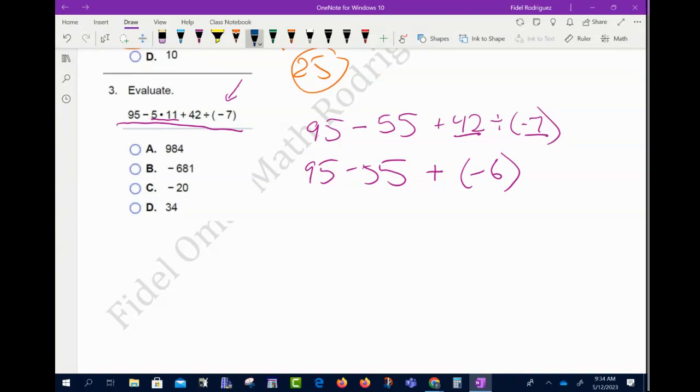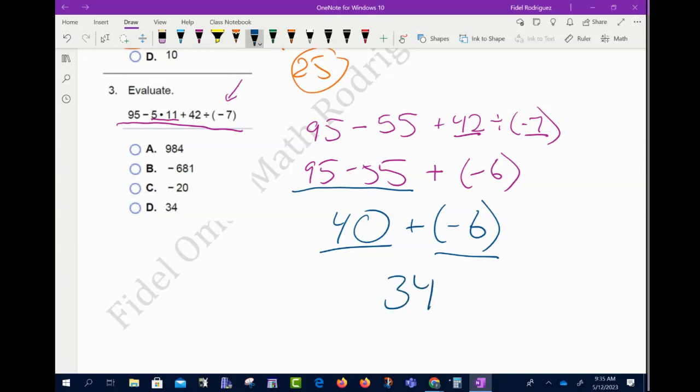Okay, let's do the next part, y'all. We're going to go left to right. 95 minus 55, how much would that be? 40? But just this part right here, that'd be 40, right? Okay, plus -6. Guys, think about a positive is how much money you have, and a negative is how much money you owe. So if you had $40, but you owed your cousin $6, and your cousin says, hey man, I want my $6. Now you have how much? 34, and there's my answer. Okay.